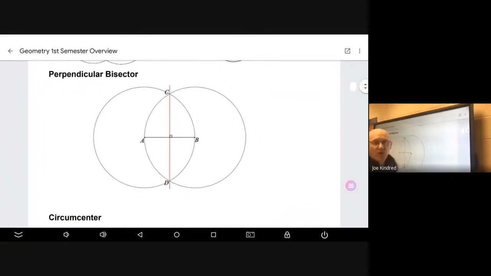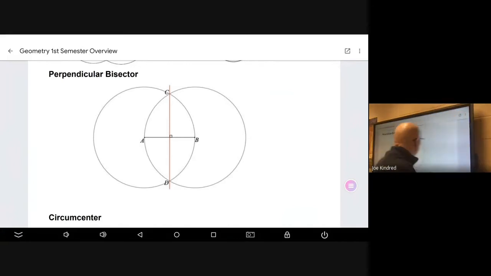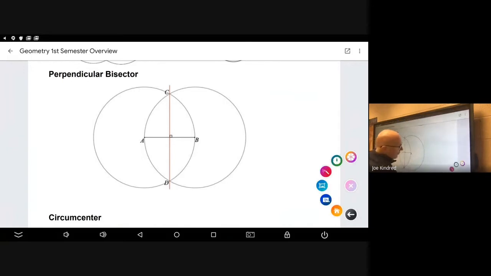Now, the third, constructing a perpendicular bisector, is basically two circles, and I'm going to let you navigate towards reviewing how we find the perpendicular bisector using a compass and a straight edge. You can see that the red line serves as the perpendicular bisector of the original line AB, and they're constructing two circles.